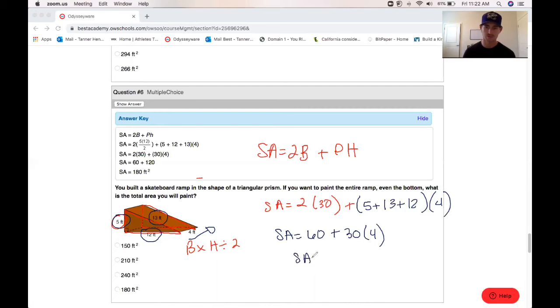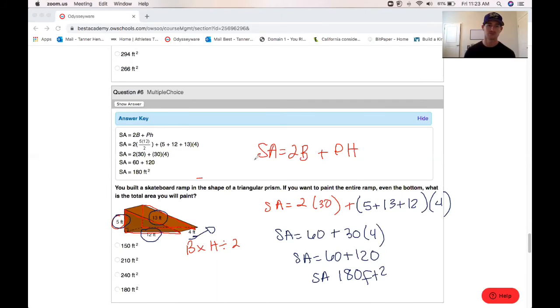We solve that. Surface area equals 60, plus 4 times 30 is 120. Then combine those terms. So 120 plus 60 should be 180. I keep saying should be. It is 180. And it's feet squared.